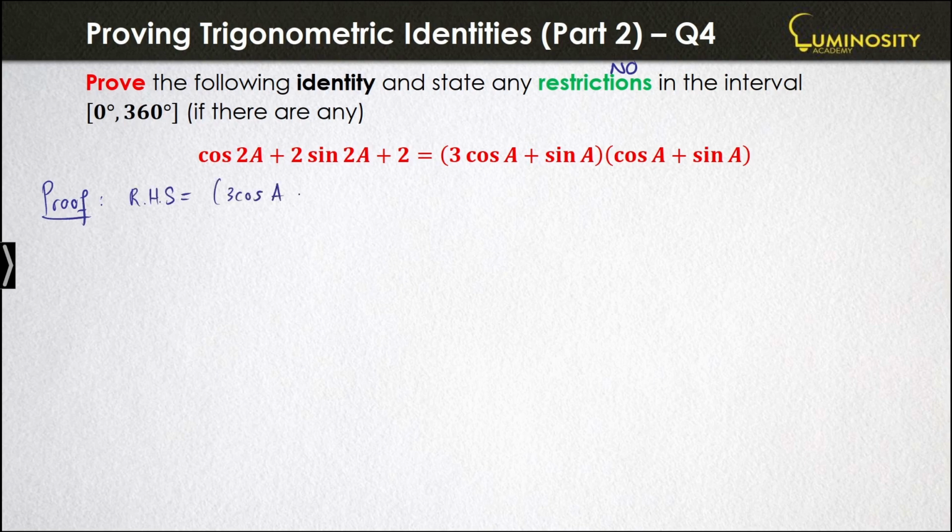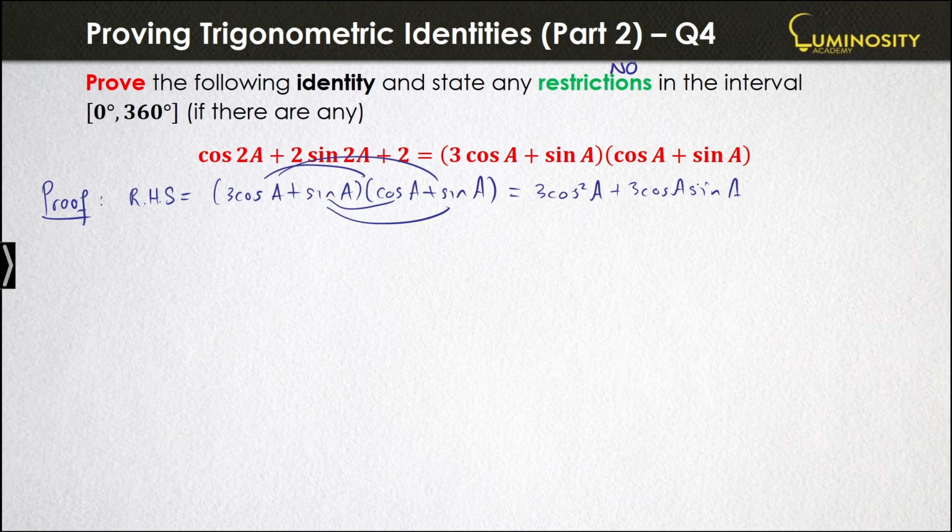So that's 3 cos a plus sine a, times cos a plus sine a. If we expand those terms out, FOIL or distribute them, 3 cos a times cos a is 3 cos squared a. 3 cos a times sine a is 3 cos a sine a. Sine a times cos a is just sine a cos a. And then sine a times sine a is sine squared a.